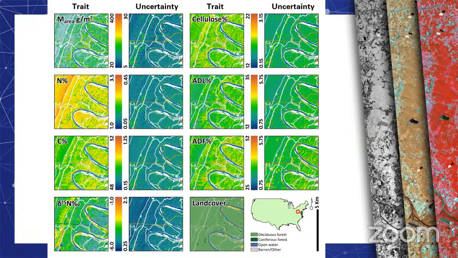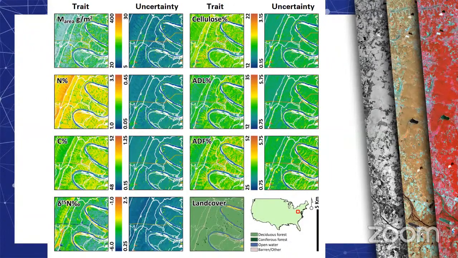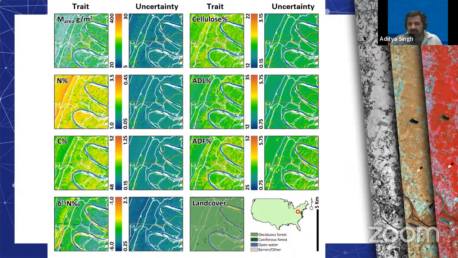All you had was, you would just know that this is a deciduous forest or an evergreen forest or something else. Using these techniques, we can actually make maps of biochemistry. So if you look at LMA or nitrogen percent, you can see that something that is basically just deciduous forest now has detail, where you can say that this is high nitrogen, this is moderate nitrogen. And that then speaks, in reverse, to what the species might be.